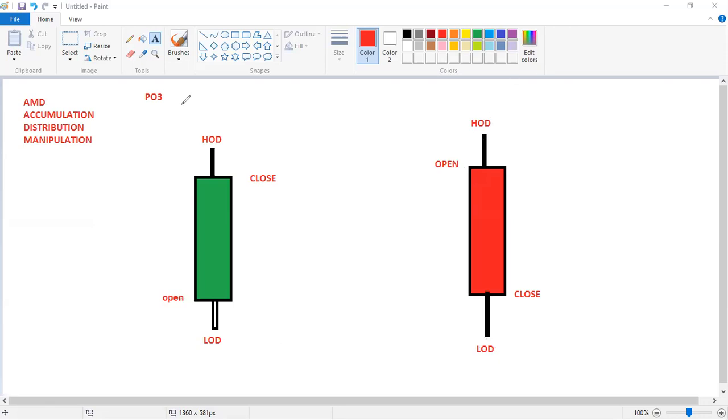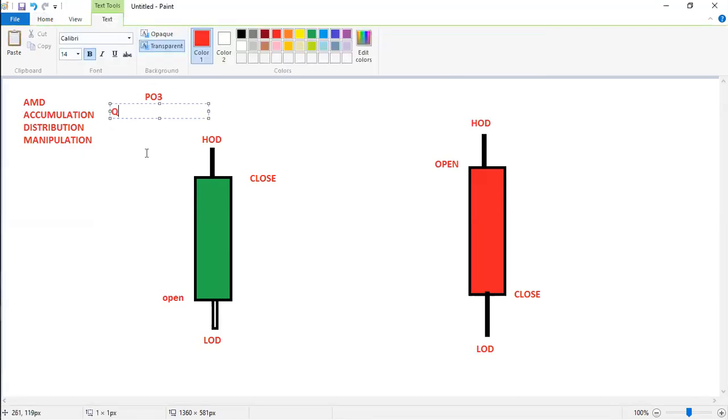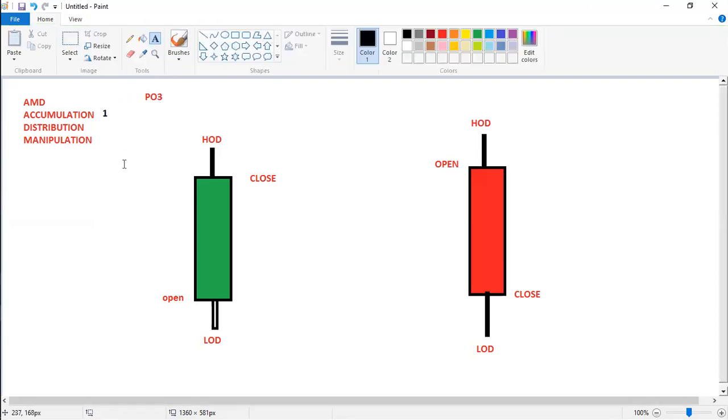So this way we introduce the concept of power of three. What is the three? The three is the AMD: accumulation, okay, I put it in the wrong order. It's accumulation, manipulation, then distribution. Yeah, I put it in the wrong order. But anyway, this is number one. This is number two. This is number three. Yeah, that's the AMD.